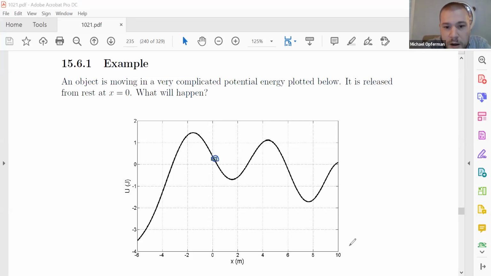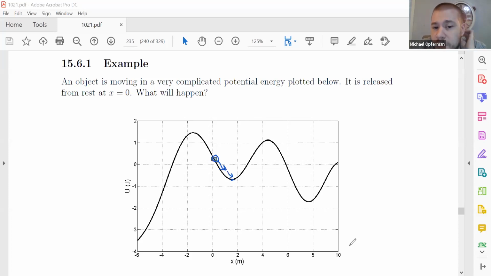Let's say that you release an object there, and you want to know what's going to happen to this object if you release it from rest at that potential energy. So first observation is, as I was talking about a second ago, we know that it's going to roll downhill towards lower potential energy because it's headed for this minimum. But then what's going to happen after it gets to the minimum?